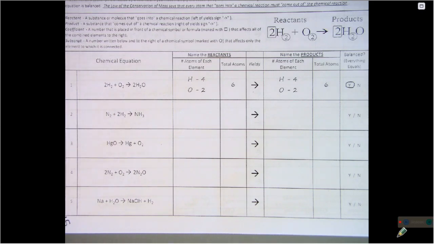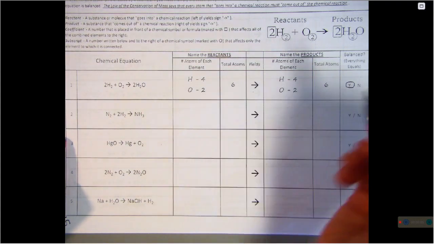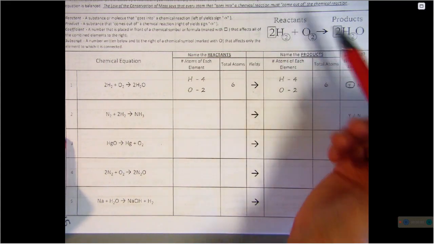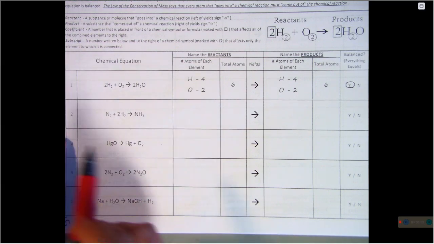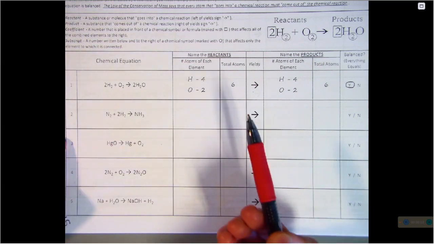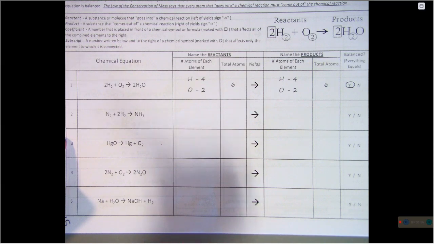All right, so this is page 15 in your packet. We are looking at understanding chemical equations. We've talked about chemical bonds, ionic or covalent. Now we're going to see when they react together, what do they produce, and how do I make sure that I've got an equation that is accurate.